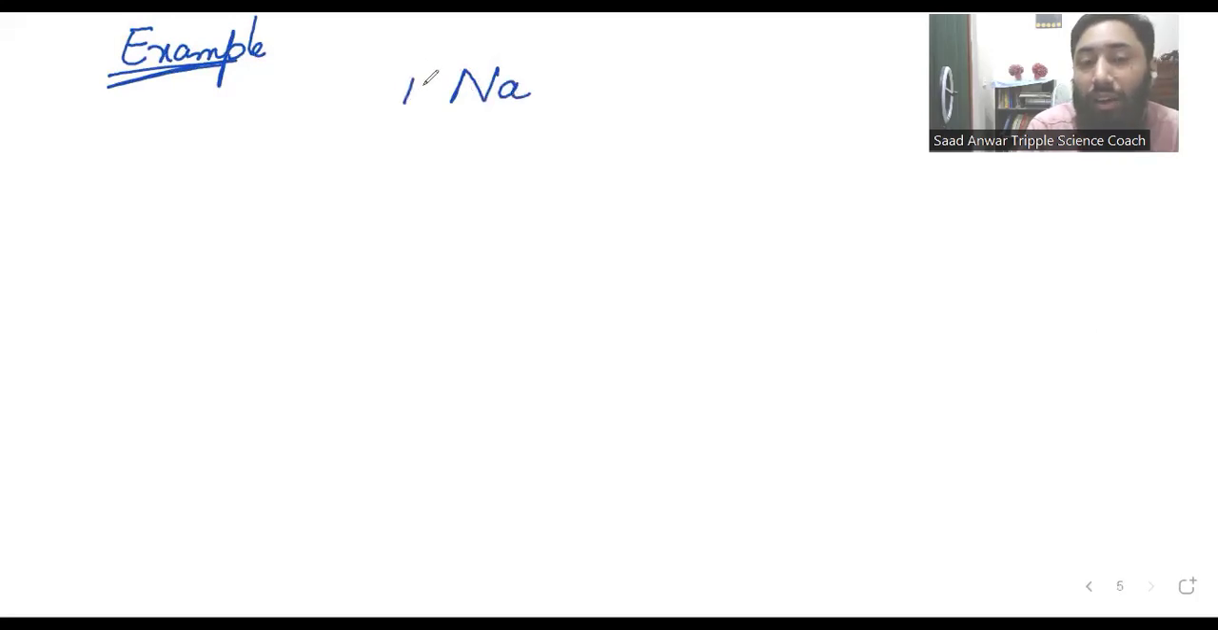So my friends, now it's time to discuss a few examples. Like this is sodium. Its symbol is Na. Atomic number is 11. Group number of sodium is 1. Period number of sodium is 3.